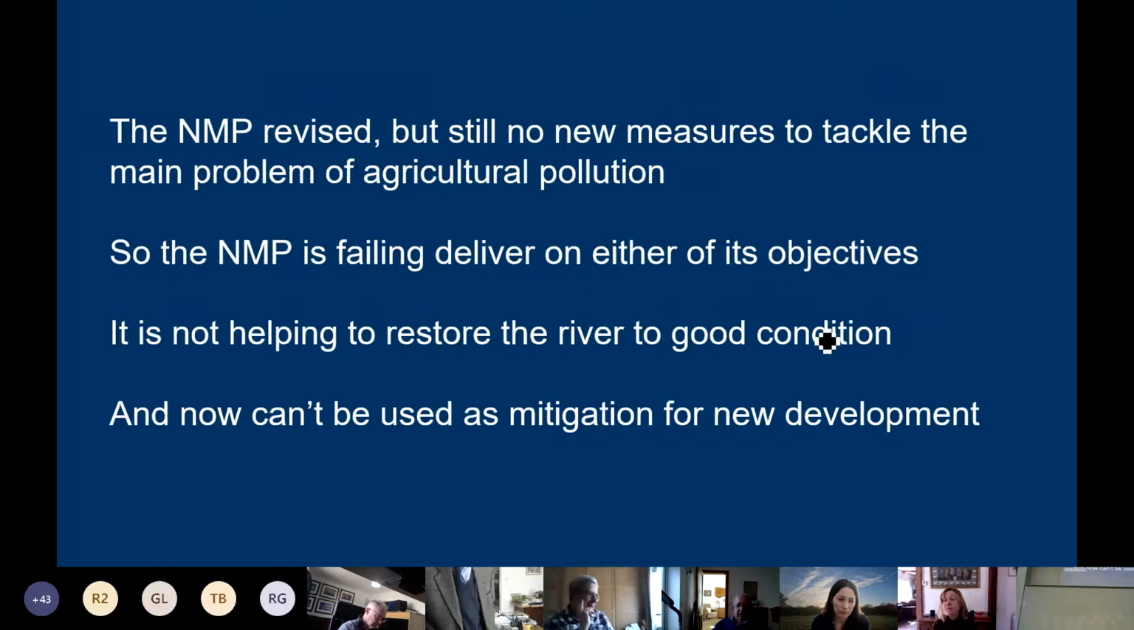Next slide, please. So following the Dutch nitrogen judgment and this dreadful algal bloom, the nutrient management plan was revised last year, but it still doesn't contain any new measures to address agricultural pollution, even though it is now recognised that this is the main risk to the river catchment. So we're in a situation where the nutrient management plan is actually failing to deliver on either of its objectives. It's not helping to restore the river to good condition, and it can't be used as mitigation for new development either.